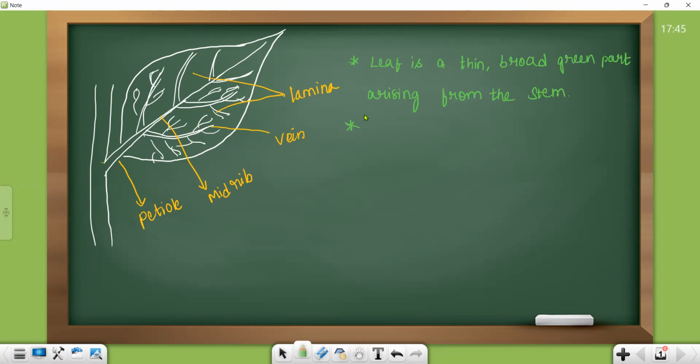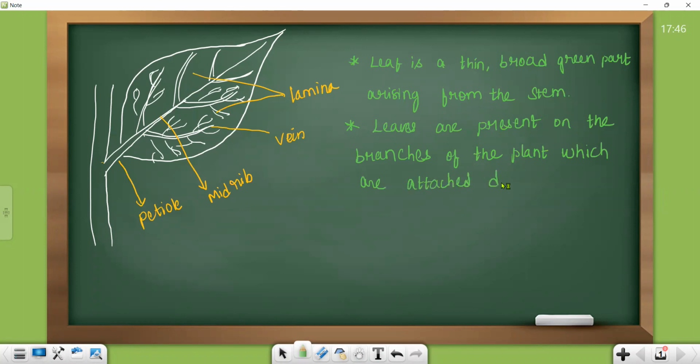Okay, and next, where are leaves present? Leaves are present on the branches of the plant which are directly attached to the stem. So leaves are present on the branches of the plant, attached directly to the stem.